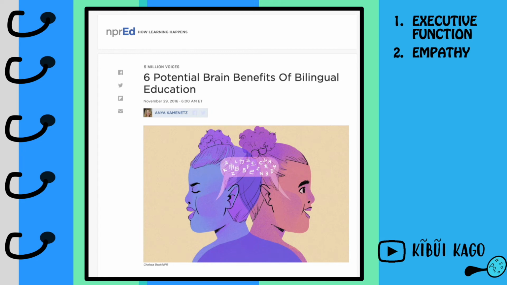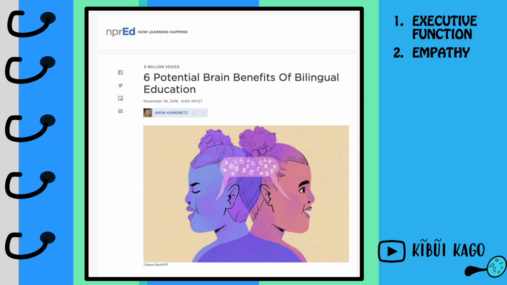Potential brain benefit number 2. One of the definitions of empathy is an ability to read social cues to try and gain perspective on where someone else might be. According to this article, bilingual children as young as age 3 have demonstrated higher scores on tests of perspective taking and something called theory of mind.